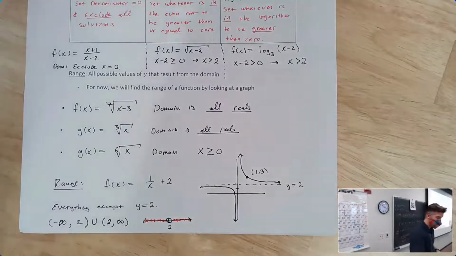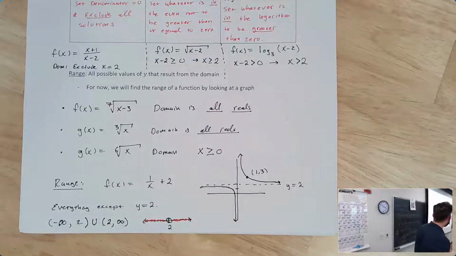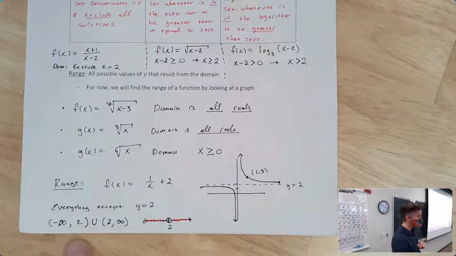Yeah, exactly. Okay. How do you read that statement again? Which statement here? The negative infinity. So I read this as the set containing all real numbers between negative infinity and positive 2, excluding 2, union everything from 2 to infinity, excluding 2. We'll practice a little bit more.